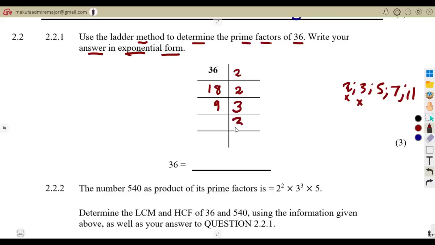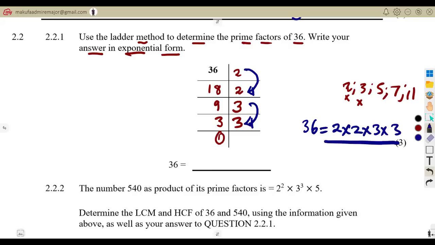So we try 3. 9 divided by 3 is what? That's a 3. Okay, 3 can be divided by 3. So let's divide 3 by 3. That's the 1. We are done. You cannot use 1 because 1 is not a prime number. So at this stage, we have 2 times 2 times 3 times 3.